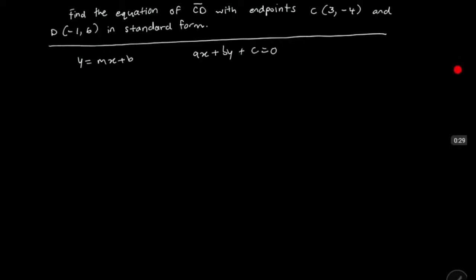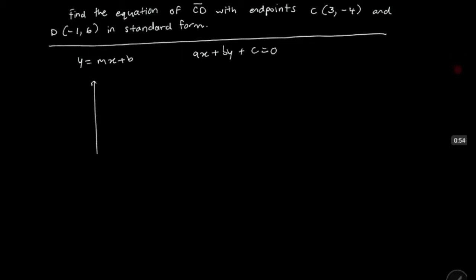So technically it is your slope-intercept form, but you move all your terms to one side and you let the other side equal 0. So what we could do is solve for the equation of our line in slope-intercept form and then change it into standard form. Alright, so let's look at the equation of our line in slope-intercept form. So we have 2 points, we have C and D, right?